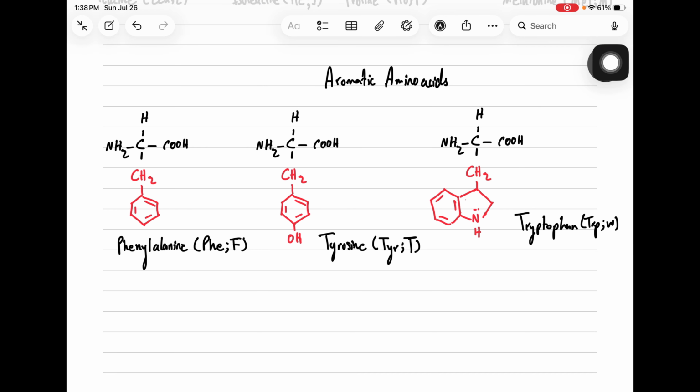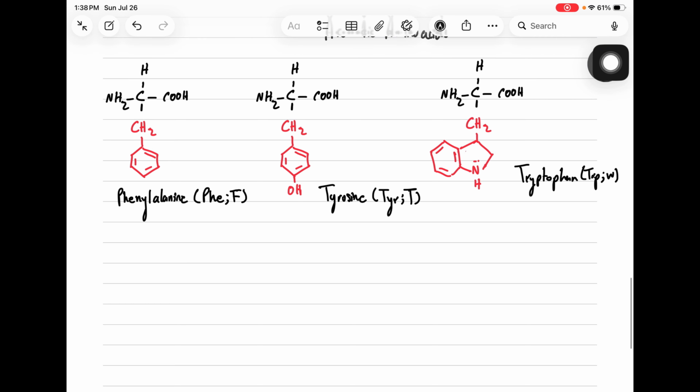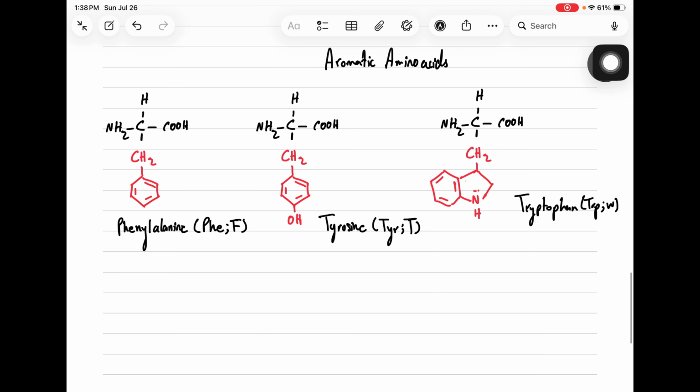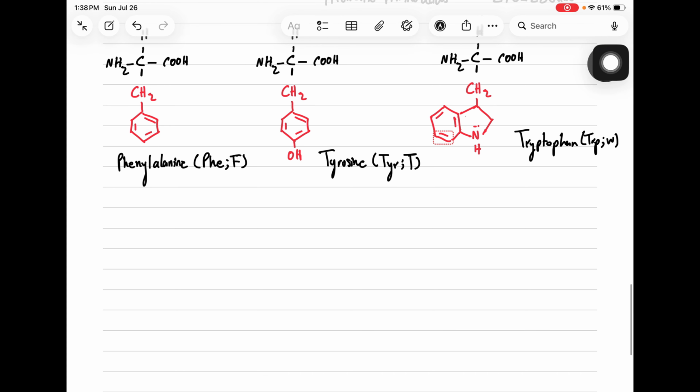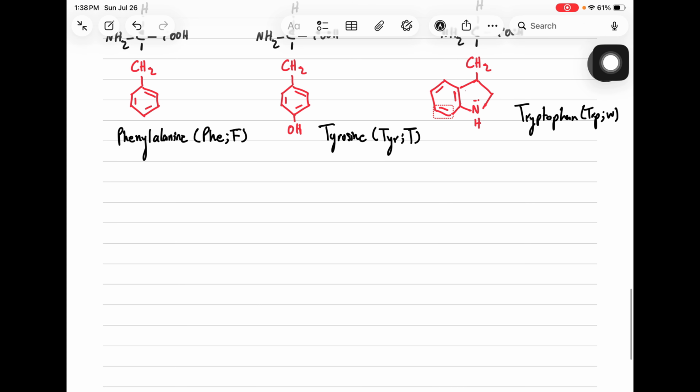Then the next group is the polar. Here's another catch that might be useful. The aromatic amino acids absorb UV light at 270 to 280 nanometers, and this is important when you are in the lab trying to measure protein concentration. We're going to talk about it later, but this is how you measure protein concentration in the lab. Then we're going to talk about the polar uncharged amino acids.